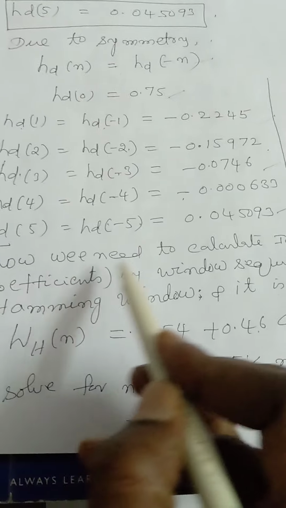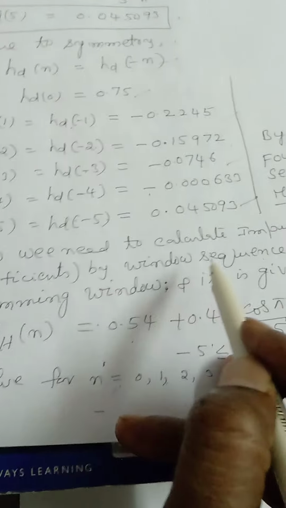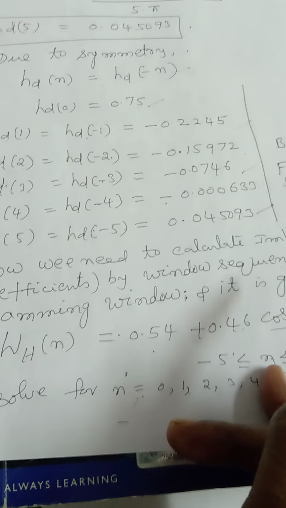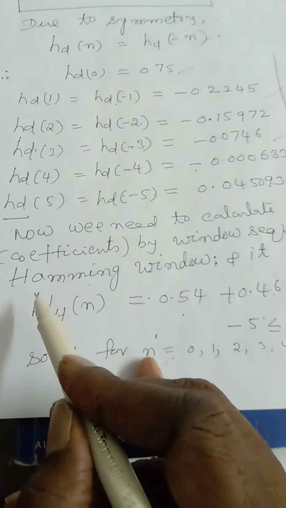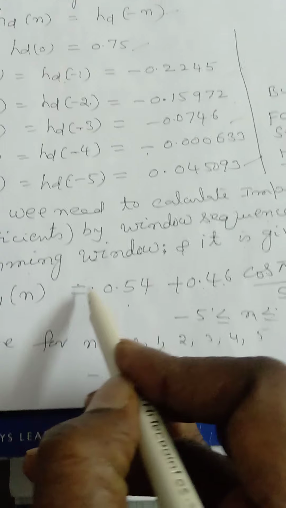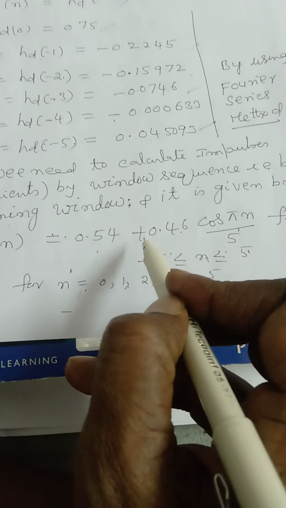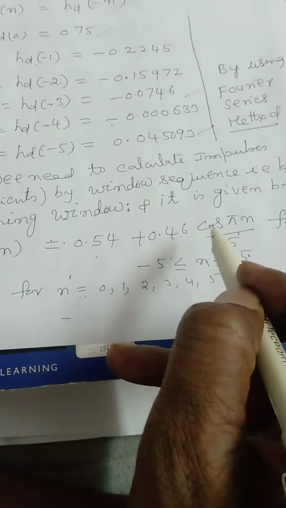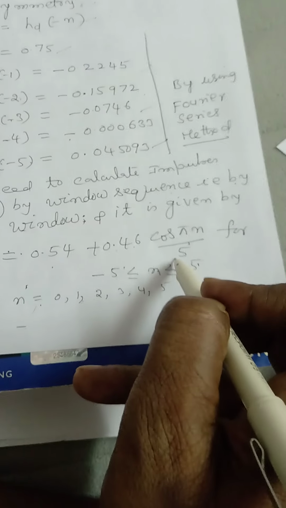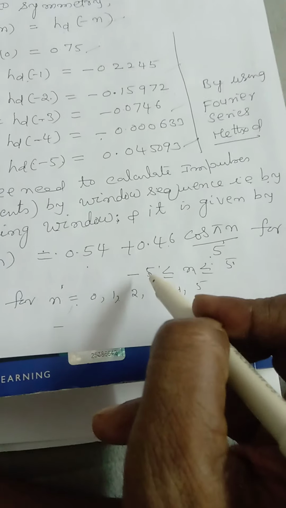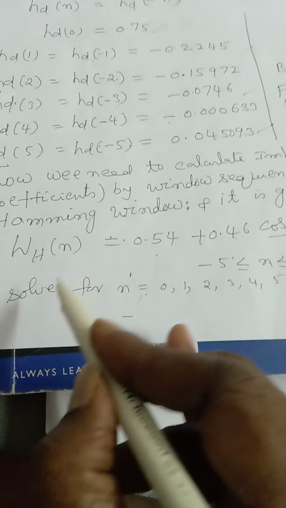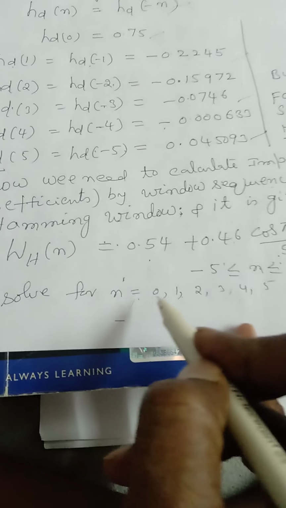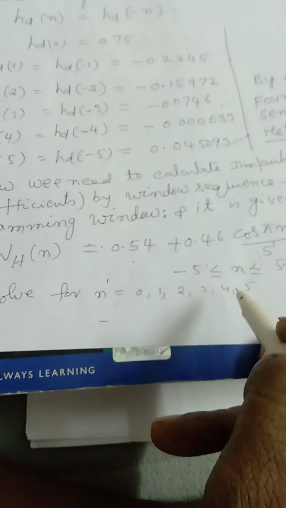Now we need to calculate the impulses or coefficients by window sequence, that means by a window technique, that means by the Hamming window. The Hamming window is given by WH of n is equal to 0.54 plus 0.46 cos pi n by pi, for minus 5 less than or equal to n less than or equal to 5. Then solve for n is equal to 0, 1, 2, 3, 4 and 5.